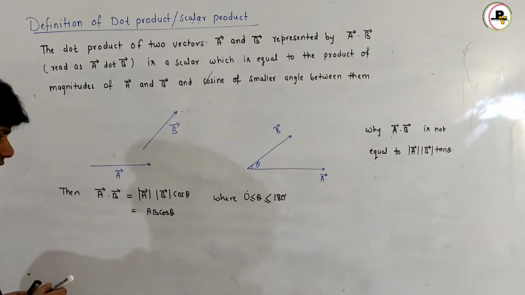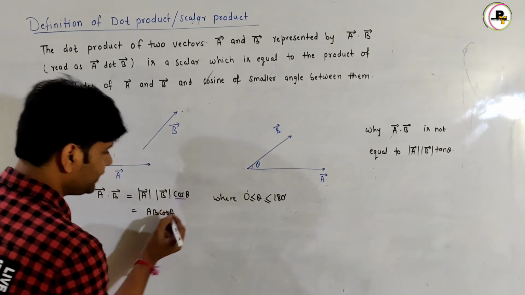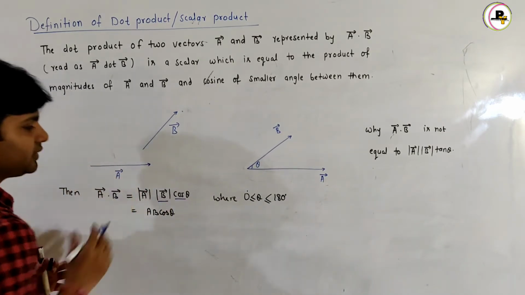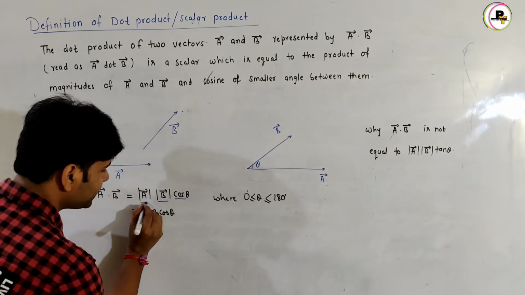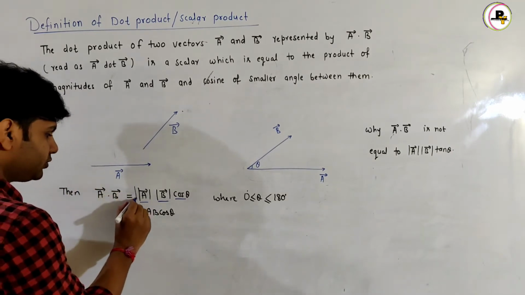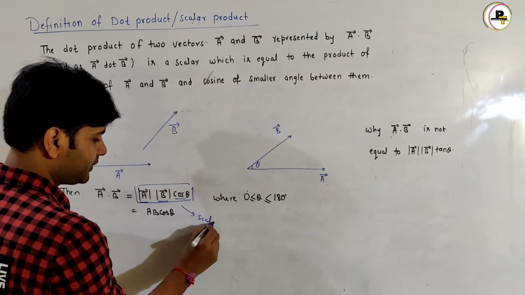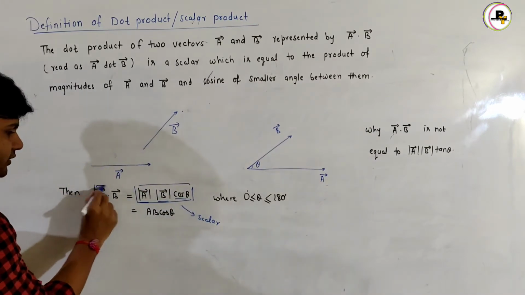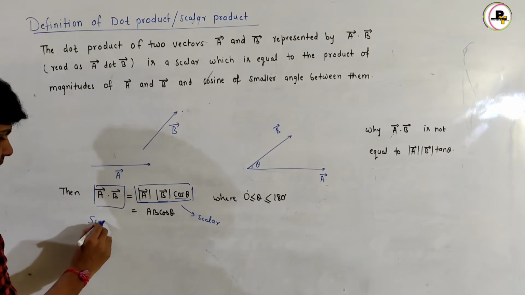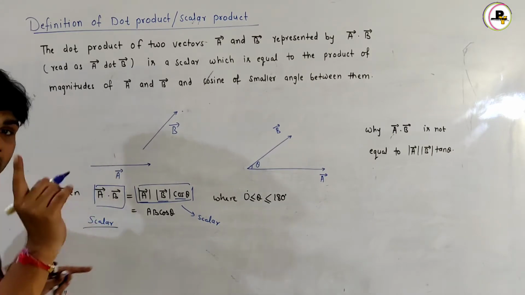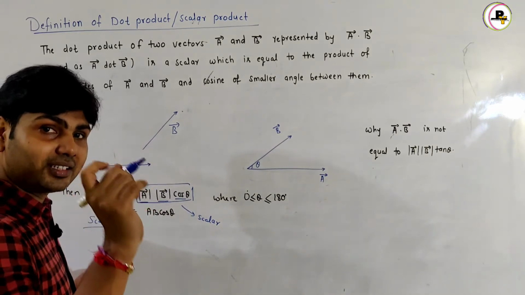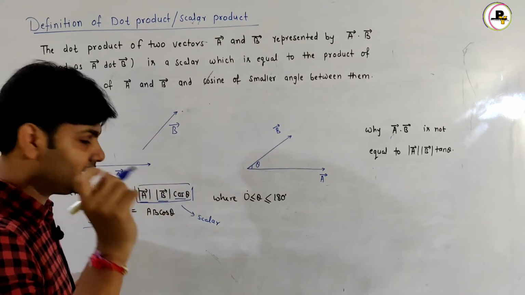Now I can see cos theta is a scalar, mod of vector B is also a scalar, and mod of vector A is also a scalar. So this right hand side is a scalar. Therefore the left hand side is also a scalar. That means the dot product of two vectors is always a scalar quantity or a scalar value.